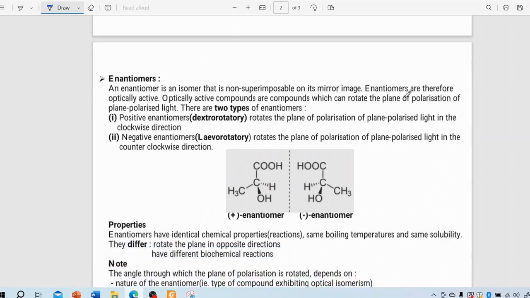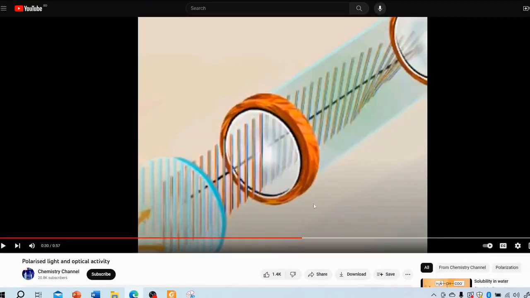Okay. So enantiomers are therefore called optically active. So what does optically active actually mean? Being optically active means that these compounds are compounds which can rotate the plane of polarization of plane polarized light. How so?